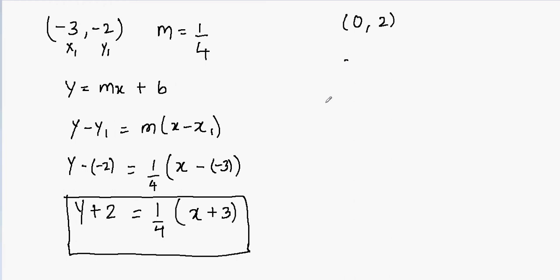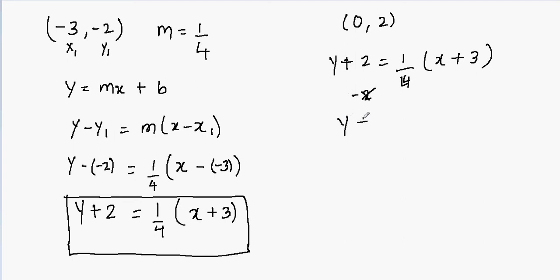Here, I want to get rid of 2 from the left-hand side. So let's write the equation again here. y plus 2 is equal to 1 over 4 times (x plus 3). I want this equation to be in the form of y equals mx plus b, and I want to solve this equation for y. So what I'm going to do is subtract 2 on both sides. Oh, sorry. Before subtracting, we'll have to do this.